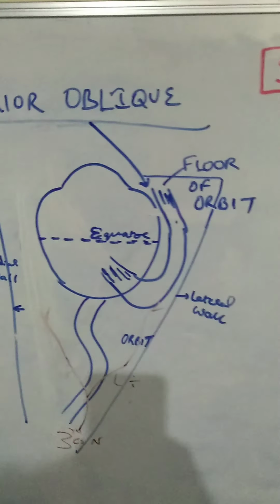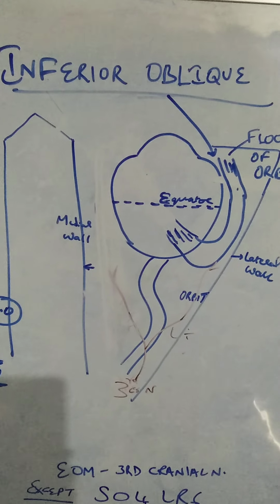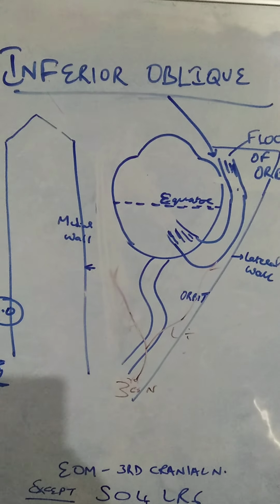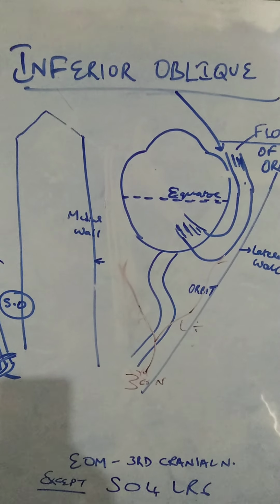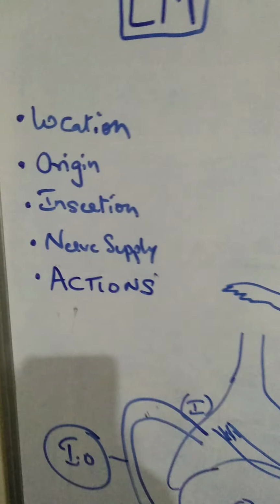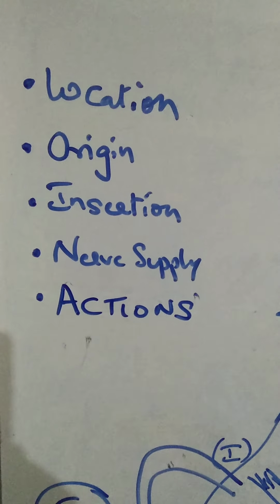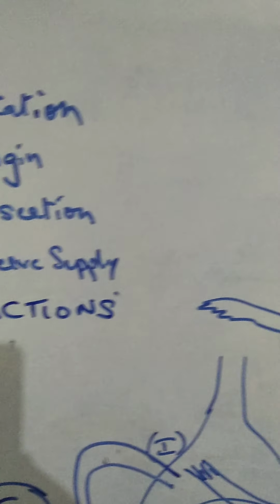Now let's start the topic inferior oblique. This inferior oblique is one of the muscles of the eyeball. It is outside the eyeball, so we call it an extraocular muscle. This muscle will be dealt with under the following headings: location, origin, insertion, nerve supply and actions.